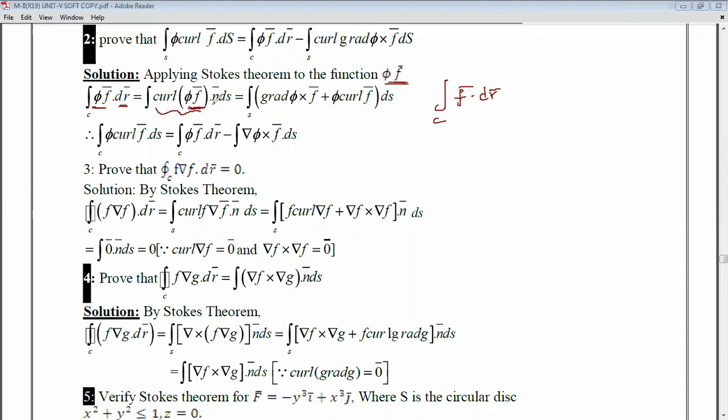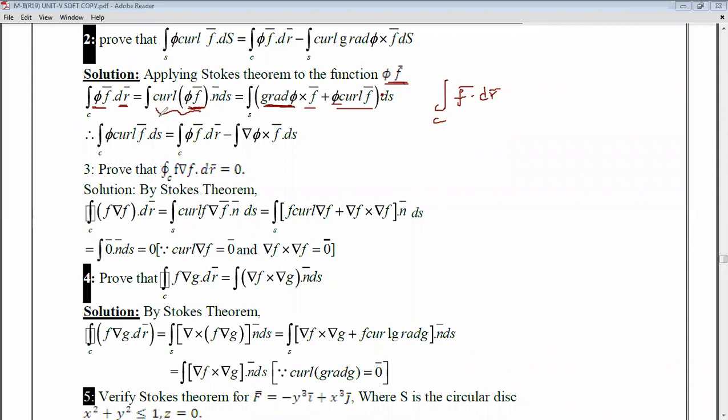Simply we write it like this, both are the same, integral ds. And here grad phi is nothing but del phi cross f bar dot ds. Here phi is a constant, so phi into f bar dot dr bar, and here phi into curl f bar ds. Okay, so we are putting only this side, and we are taking this one to this side.